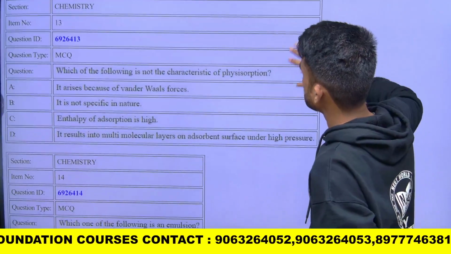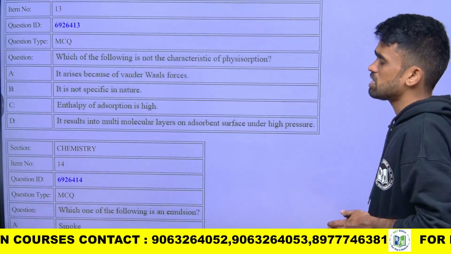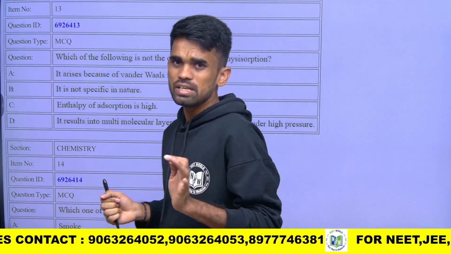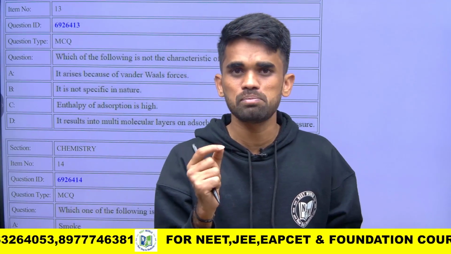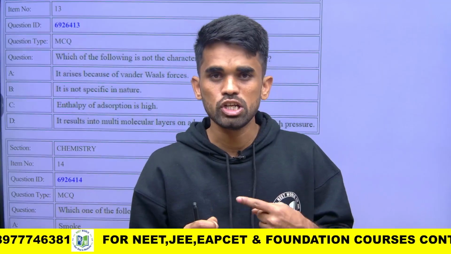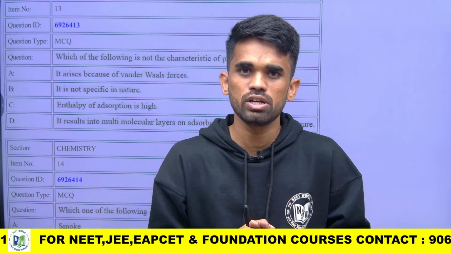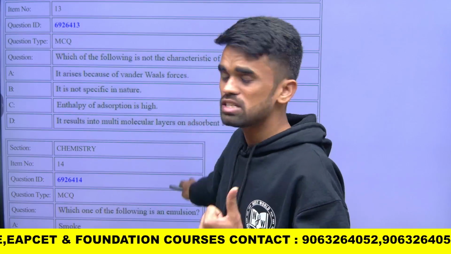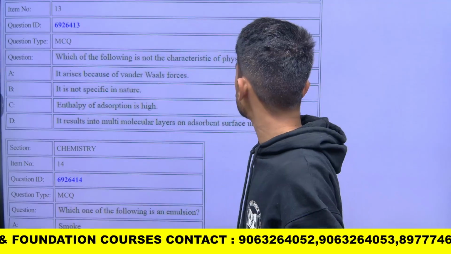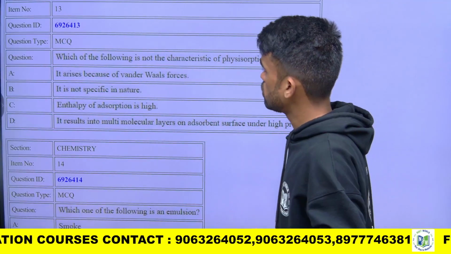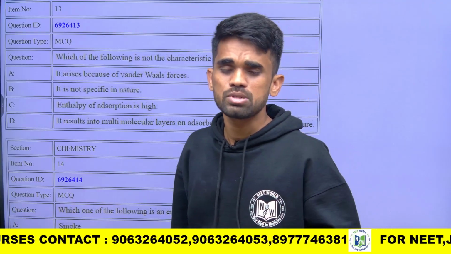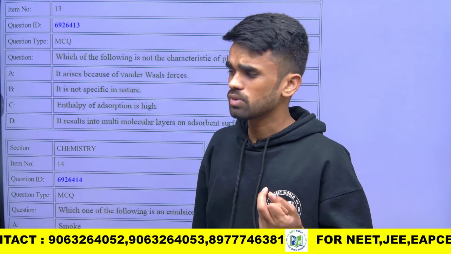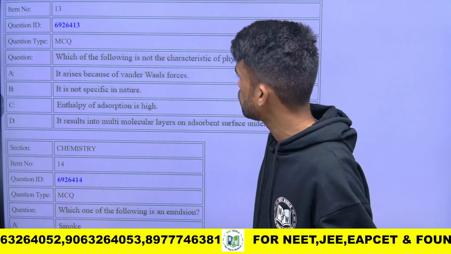Which of the following is not a characteristic of physisorption? I told you in the last session also, for CUET, surface chemistry is a very important topic. You can focus on the basic terminology like adsorbent, adsorbate, absorption, desorption, adsorption. These terms you need to know. After that, the processes physisorption and chemisorption. These are the two things you need to know. After this, you need to understand the Langmuir adsorption isotherm and also the Freundlich adsorption isotherm. These are the things to focus on from this chapter.